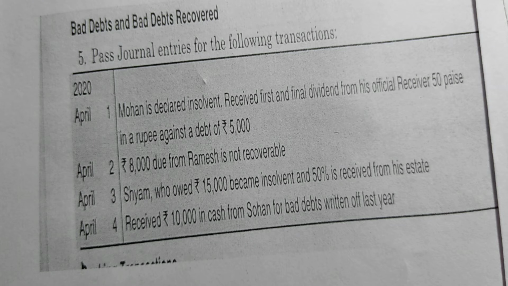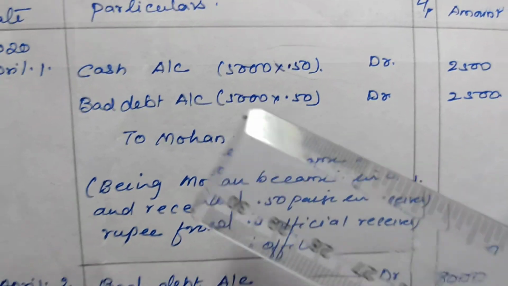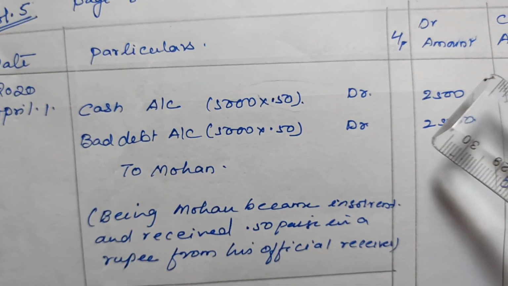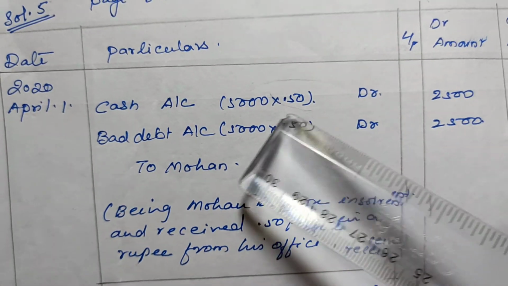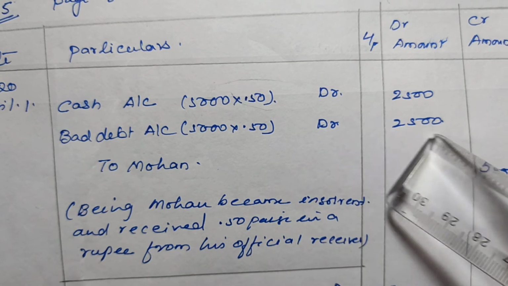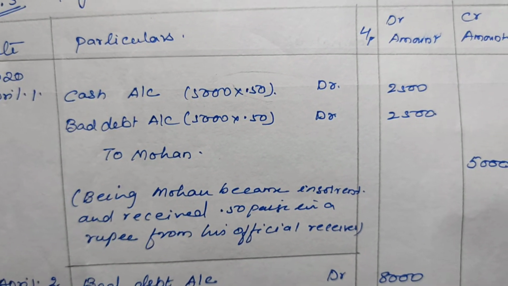Okay, bad debt is a loss, so that will be debited. Cash we are receiving, so that also will be debited, and Mohan will be credited. Our entry will be cash account debit, bad debt account debit to Mohan. Amount 5000 into 0.50, that is 2500, 5000 into 0.50, 2500, and total amount is 5000.